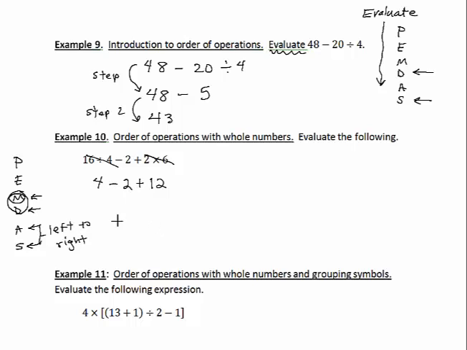4 minus 2. That's 2. I didn't add, so I just carry down the plus 12 to the next line. Alright? And so this takes me 1, 2, 3 steps. Because now I have to add 2 and 12, and I get 14, and I'm done. Okay.